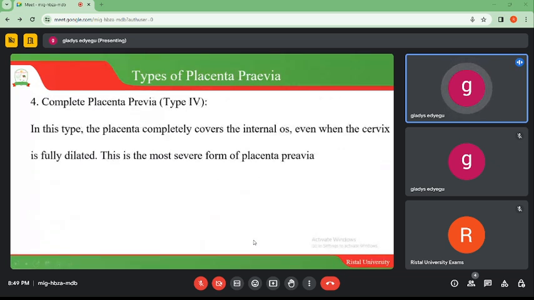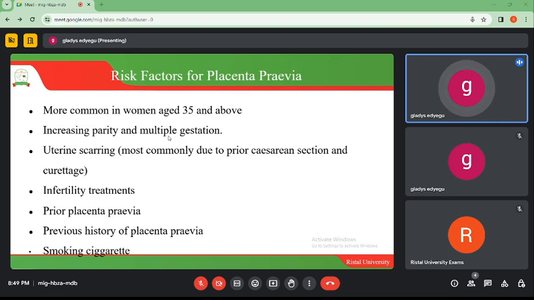Then type 4 is called complete placenta previa, and this one is the most serious type of placenta previa. In this type, the placenta completely covers the internal os, even when the cervix is fully dilated. So this is the most severe form of placenta previa. We can only discover this when we do different investigations, as we shall look at below as we continue with our discussion.